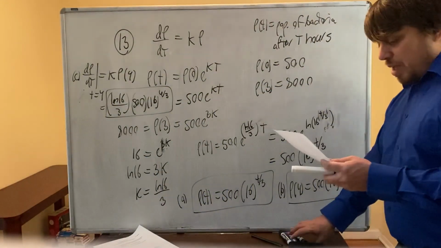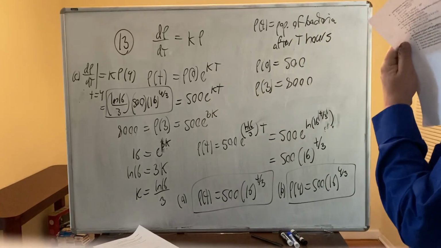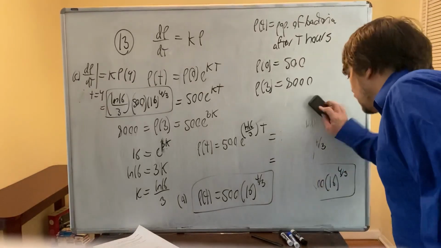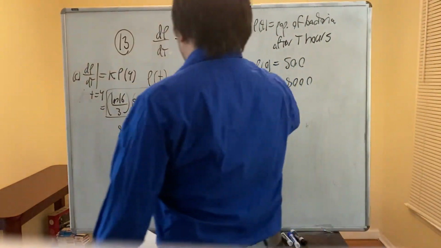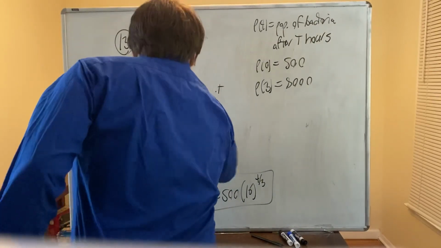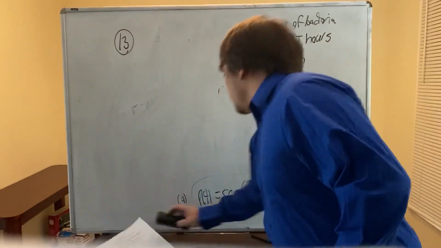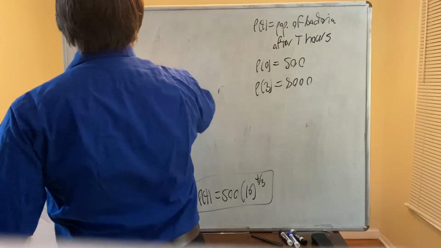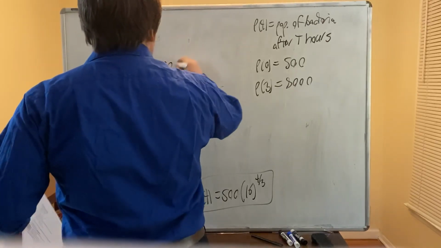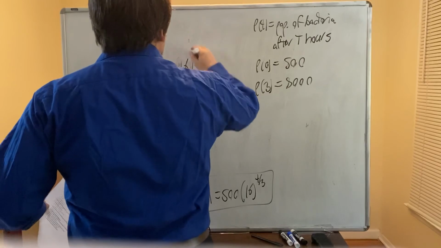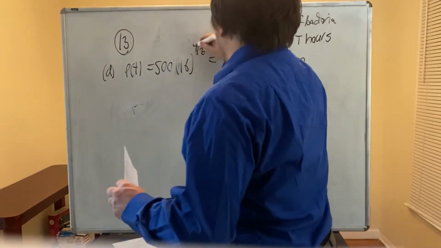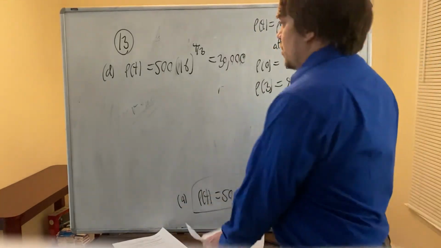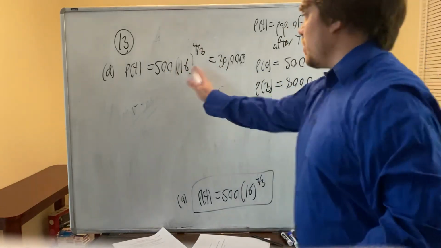And then for D, when will the population reach 30,000? So I only need the answer to part A and part D, so I'm going to erase everything else. That was our answer for part A. And so for part D, when will the population reach 30,000? So just set P of t, which is 500 times 16 to the t over 3, equal to 30,000 and solve for t. Find the value of t you plug in there so that the population is 30,000.